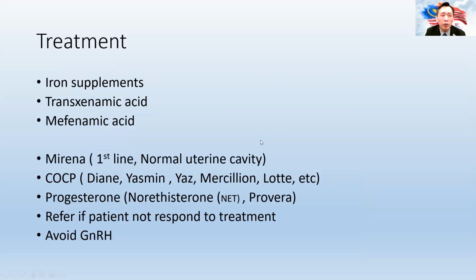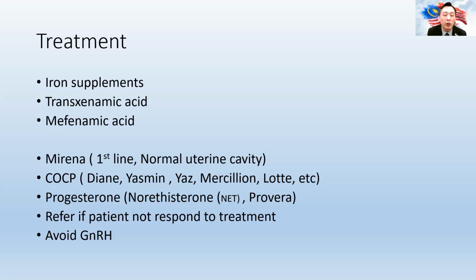So treatment-wise for menorrhagia and abnormal uterine bleeding: iron supplement, tranexamic acid, an antifibrinolytic to stop the bleeding. Mefenamic acid also is good as a prostaglandin inhibitor. You can also reduce the pain and reduce the bleeding. Actually, the first line is Mirena. If you know how to put the IUCD inside the uterus, then it will be good. If you have ultrasound, we can even do it under ultrasound guidance.